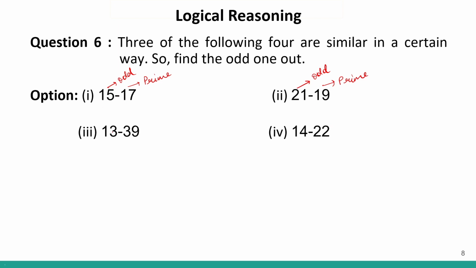Over here, if I see 13 and 39, I can say 13 is also a prime number and 39 is an odd number. 13 into 3 will give me 39, so definitely 39 is not a prime number. So this is a prime number, this is an odd number. But over here, I can see 14 and 22. These are neither prime nor odd. So in each case, we had one odd number and one prime number. But in this case, we have neither a prime number nor an odd number. Therefore, option number 4 is different than the rest. It will be our answer. Clear?